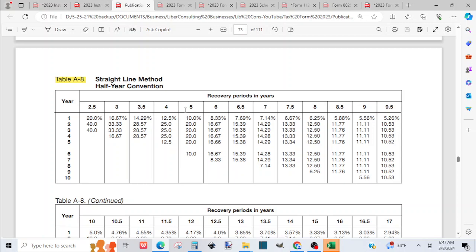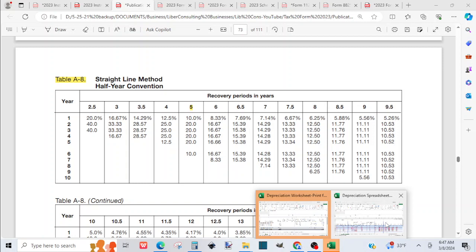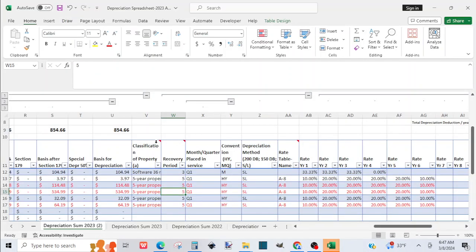So the recovery period for us is 5. So we are going to use the column that says 5 for the recovery period. So 5, that means you are going to recover within 6 years. 1, 2, 3, 4, 5, 6. So if your recovery period is 7 years, you'll go to the 7 column and so forth. But ours is 5. Recovery period, you see, 5.